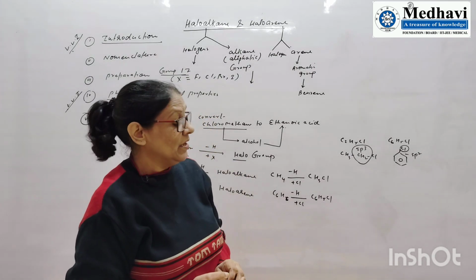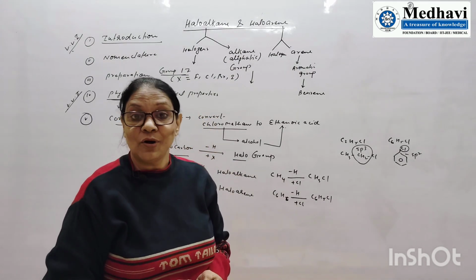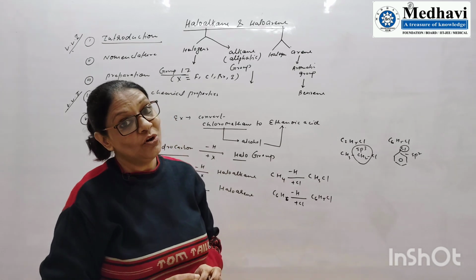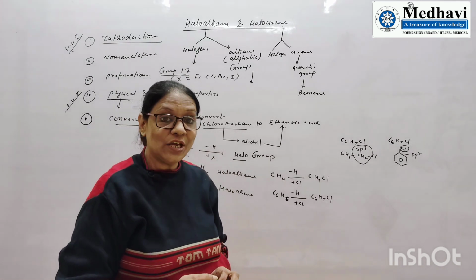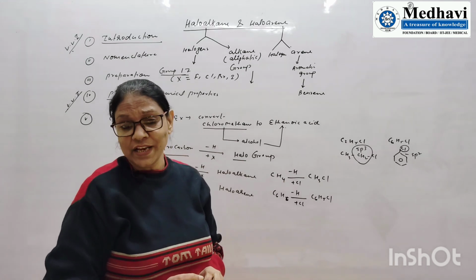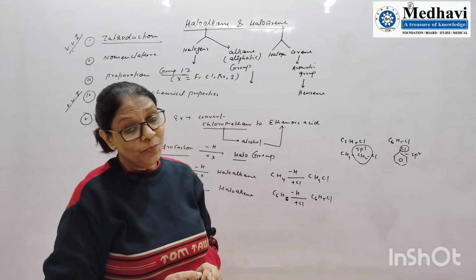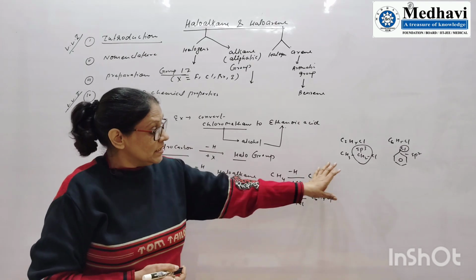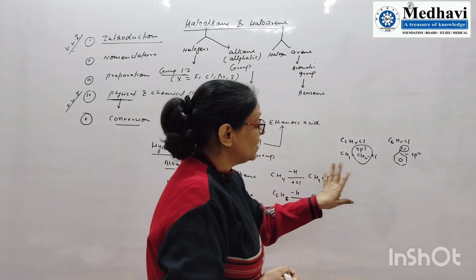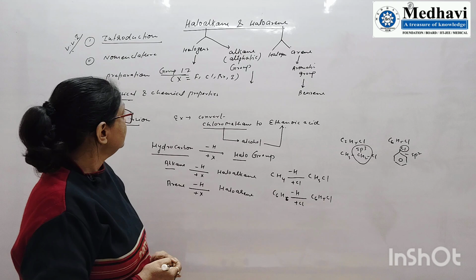sp2 hybridization we have studied in the chemical bonding chapter. I have already given a video related to that part: sp3 hybridization, sp2 hybridization, sp hybridization, sp3d, sp3d2. So d2sp3 for coordination compounds. So hybridization is the main difference.